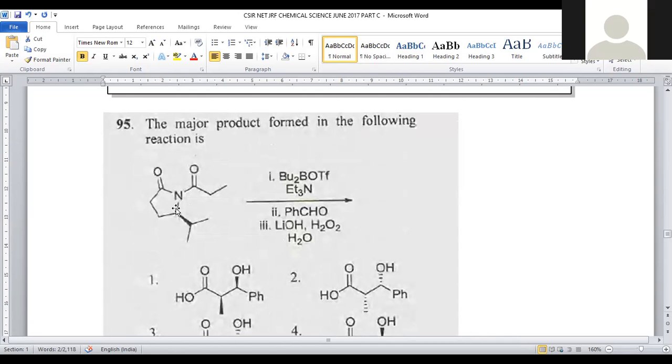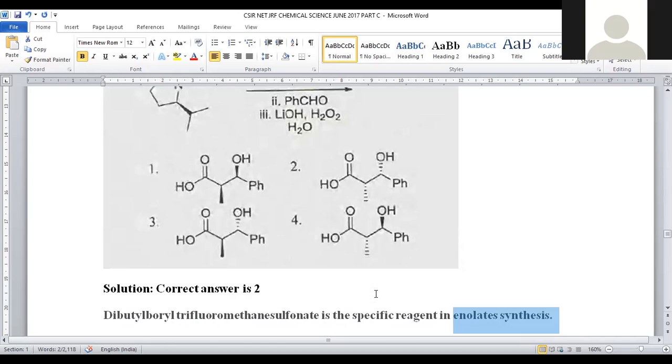So let us discuss in brief. We are taking a tertiary amide here. So upon treating with Bu2BOTf, it will generate a carbanion at this position and it will be stabilized by enolate formation. And further treating with benzaldehyde, it will be condensed at this position. And further, we will do a hydrolysis reaction so that cleavage is possible and this chain is turned into a carboxylic acid moiety. Option number 2 will be the right answer.